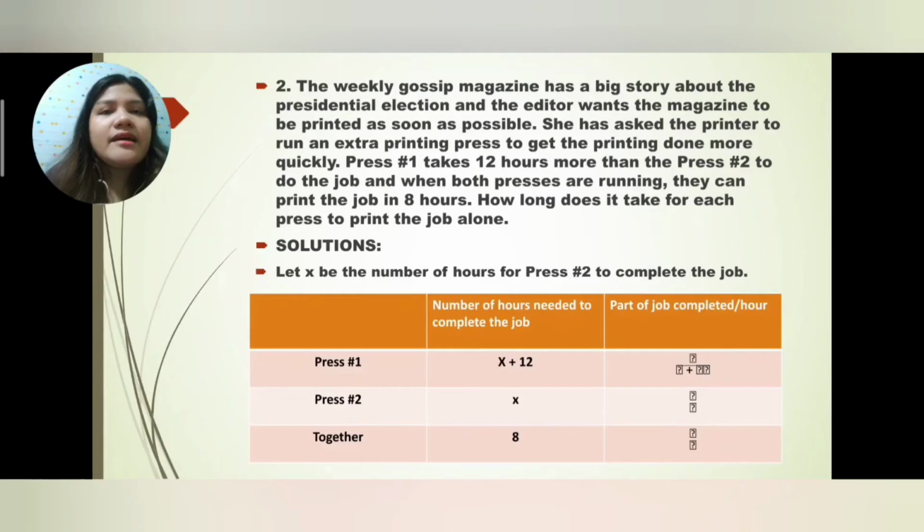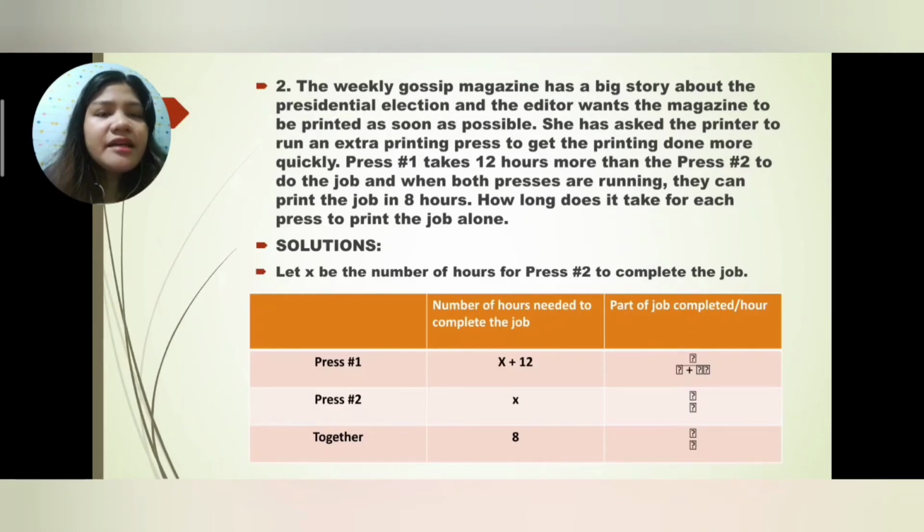Then next, para hindi kayo malito, gumawa ako ng table. So, sa pinakauna, dito yung press number 1, press number 2, then together. Then the second column, number of hours needed to complete the job. Then, di ba, nag-let X na tayo be the number of hours for press number 2. So, ang press number 2, meron na siyang X. Then, ang press number 1, nakalagay dito sa problem, 12 hours more than the press number 2. So, it means X plus 12 kasi more than, it means plus.